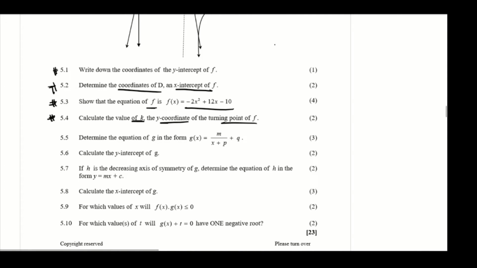We are going to do 5.5. It says determine the equation of g. So the equation of g is of the form g of x equals m over x plus p, plus q. So this is your hyperbola.